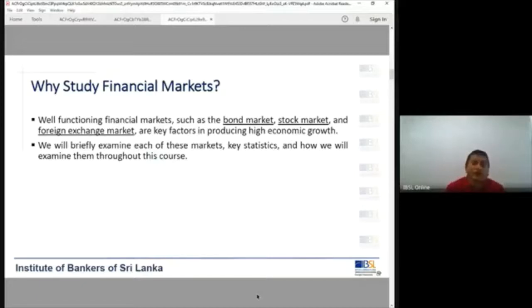So well-functioning financial markets is one step forward in terms of how we are looking at financial markets. In this study program, we will briefly, not necessarily going into all the nitty-gritties, examine each of these well-functioning market types that we just described. Their key features, how we will look at them throughout this course, would be something that you will not forget, not only for your exams, but also for your future application of the knowledge that you are trying to gain from this subject.